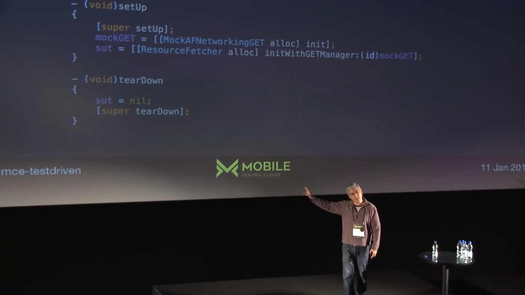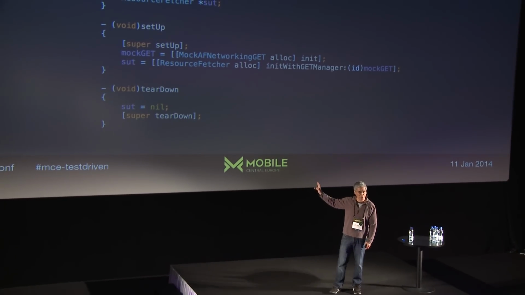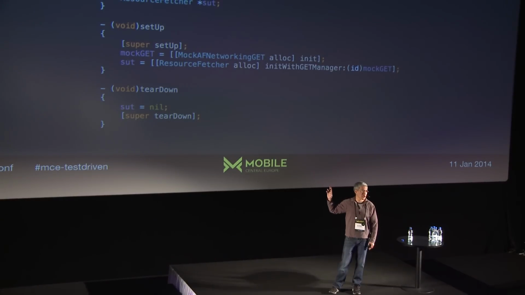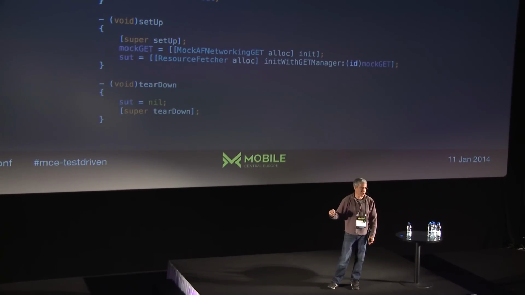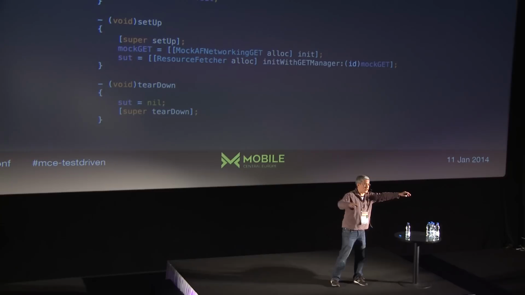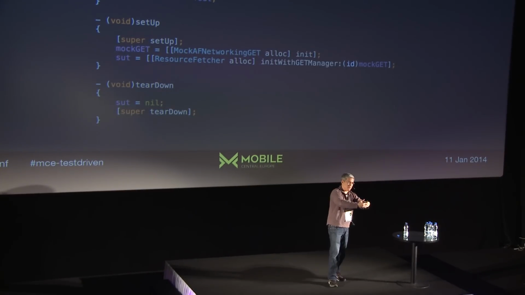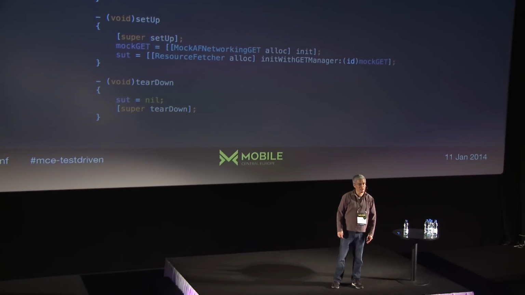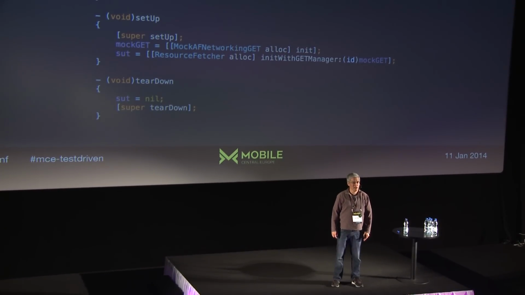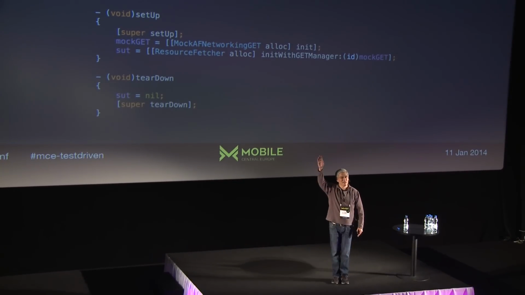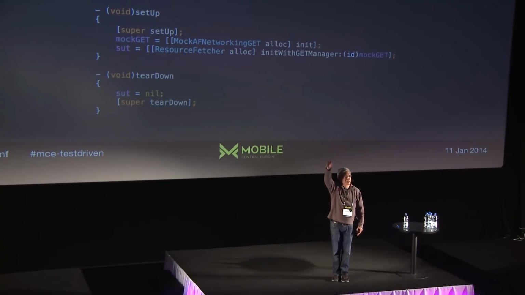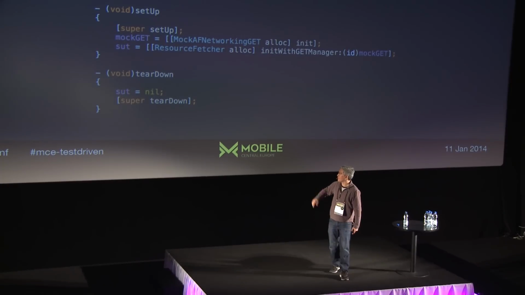Now you may wonder why I even have a teardown. The reason I am setting SUT to nil is to ensure its destruction inside of the test. Because from setup to teardown, any failure will be reported as a failure in that test. So if there's a problem in the destruction of the object, I want to know about it and not just have something weird throw an exception some other time. So that's why I do that.